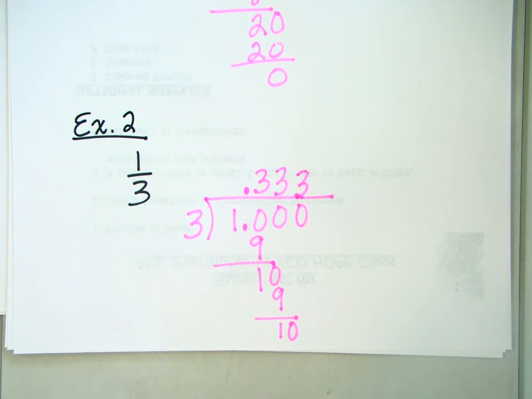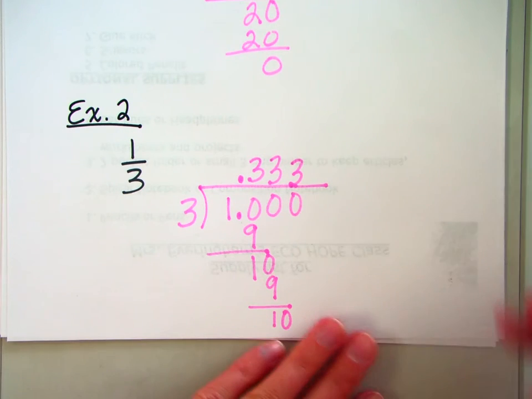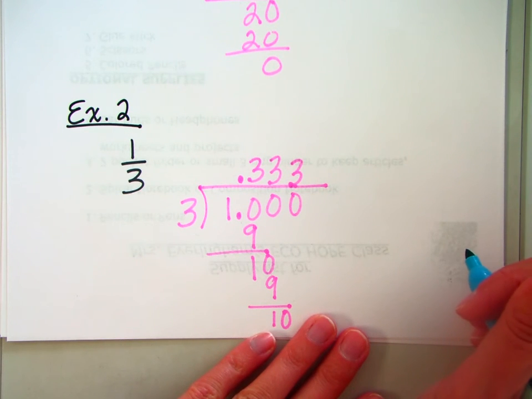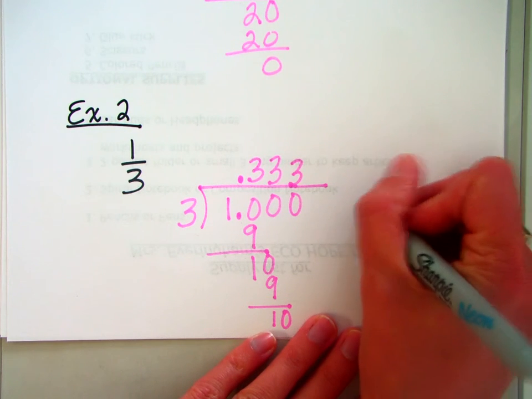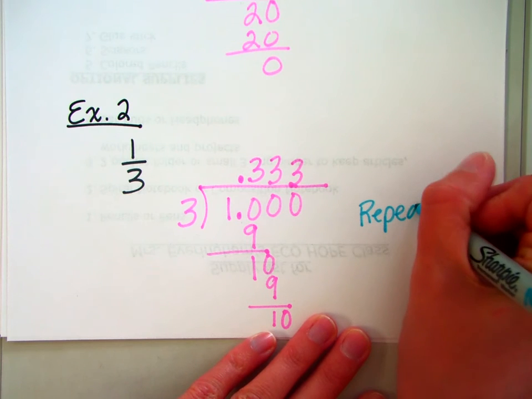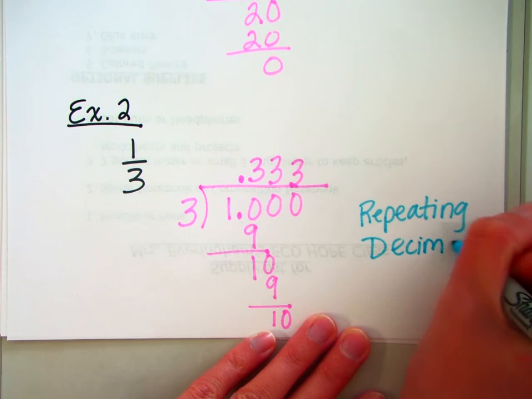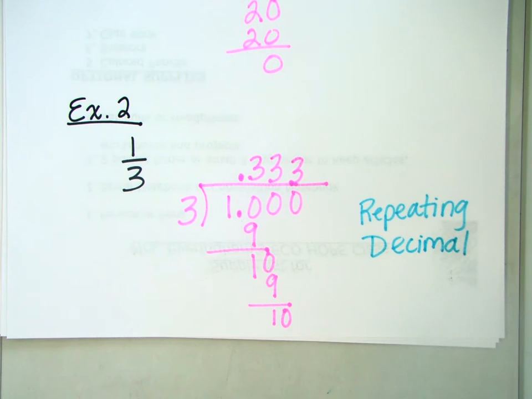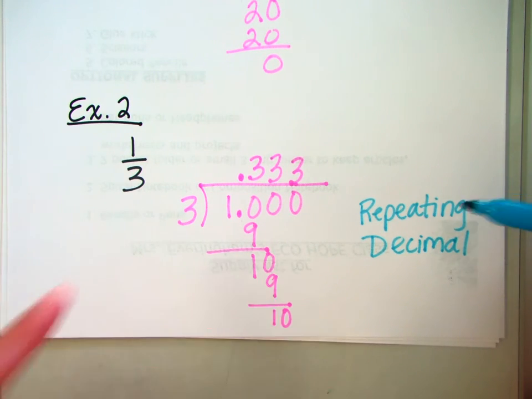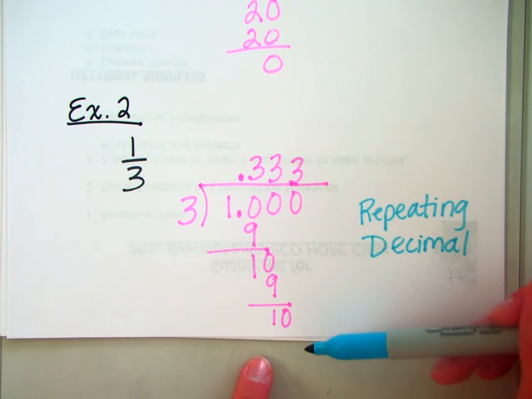So what's happening, Brody? What's that called? It is repeating. It's a repeating decimal. So when you take a fraction and convert it to a decimal, it's either going to terminate or it's going to repeat. Okay, and you have to continue on until you get 0. Are we ever going to get a 0 remainder? No.